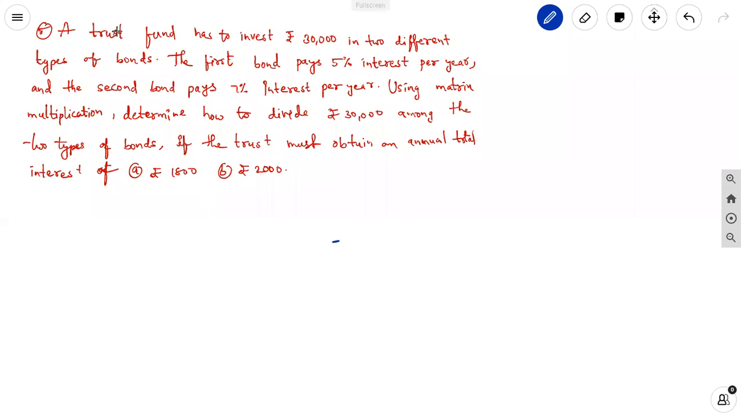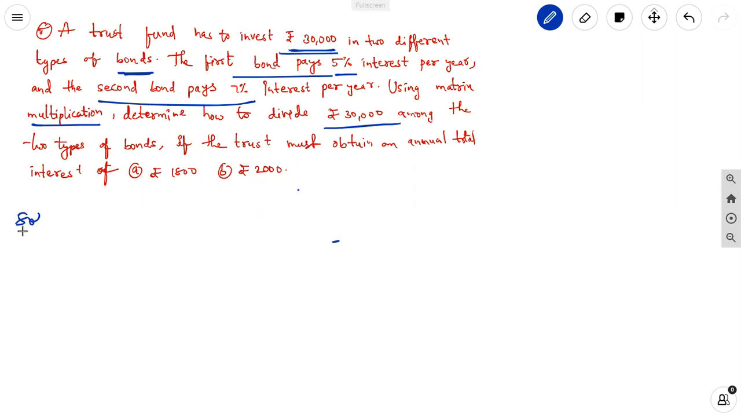Fifth problem: a trust fund has to invest 30,000 rupees in two different types of bonds. The first bond pays 5% interest per year. The second bond pays 7% interest per year. Using matrix multiplication, determine how to divide 30,000 rupees among the two types of bonds if the trust must obtain an annual total interest of 1800 rupees in the first case, and 2000 rupees in the second case.